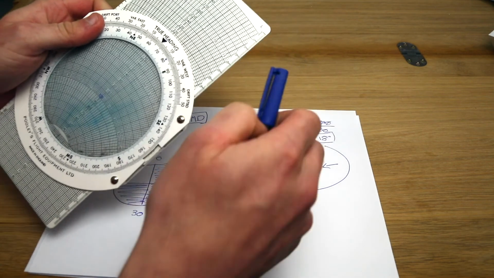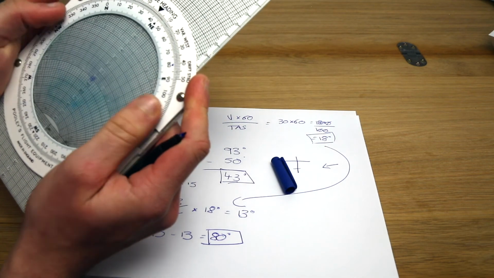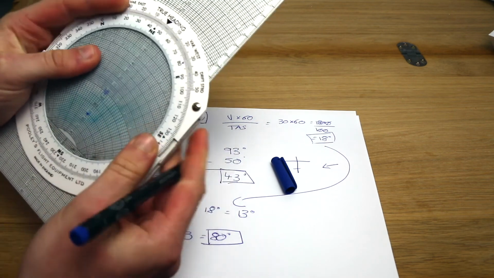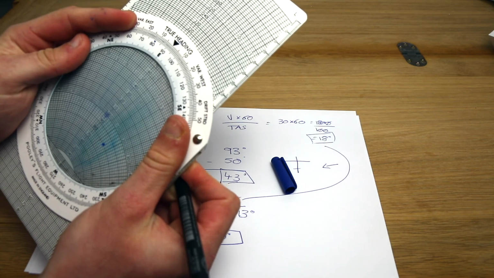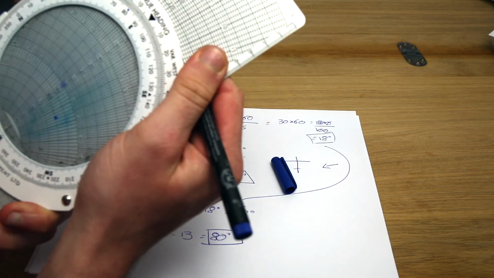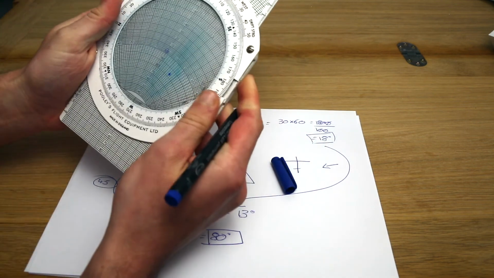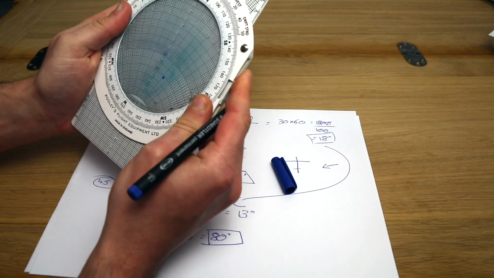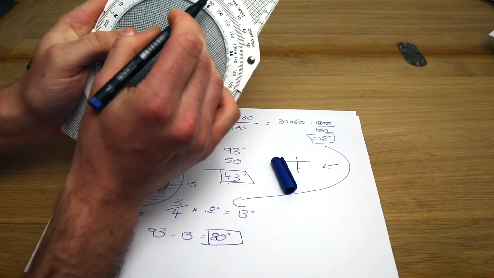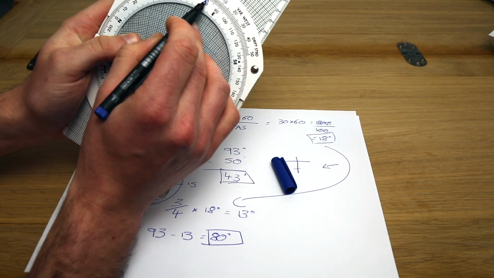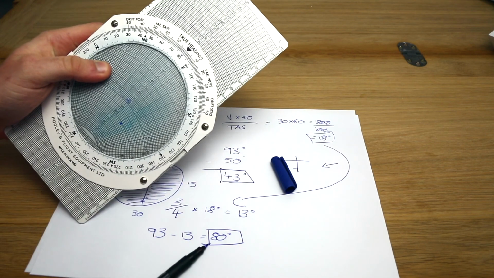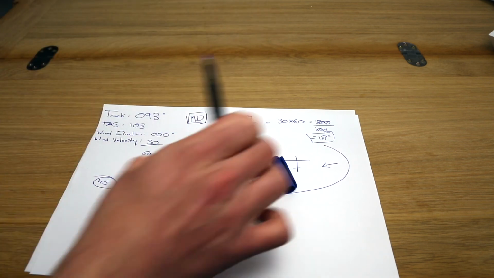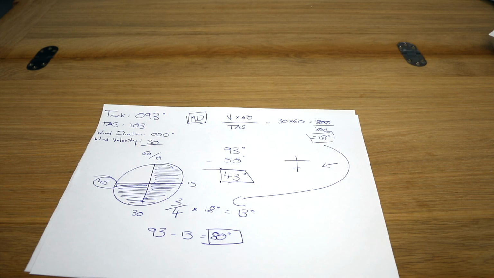We'll check that's correct by sticking it in the Whizz wheel. So we'll set up the wind, mark that on there, spin that round to the track, set up the TAS as well, and just balance that. Straight away, anywhere between 80 and 81 degrees. So that's plus or minus 1 degree, very, very accurate indeed. So using this method, even on the fly, you'll be able to figure out the heading you need to fly.